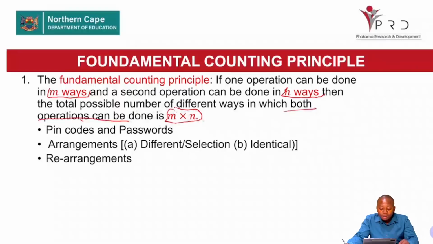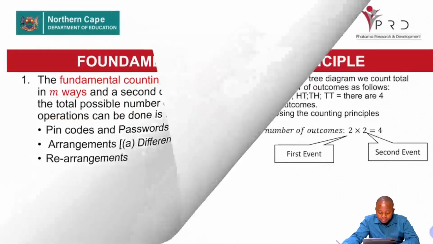So the fundamental counting principle says, if you can do a certain event in a certain way and the other event in a certain way, the possible number of ways that both events can be done is M ways multiplied by N ways. So it's the number of ways you can do the first one multiplied by the number of ways you can do the second one. Now, let us move on.